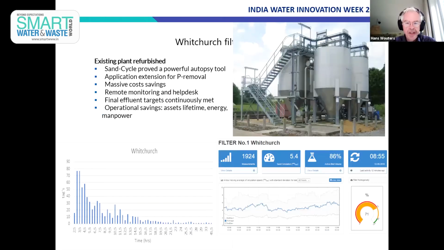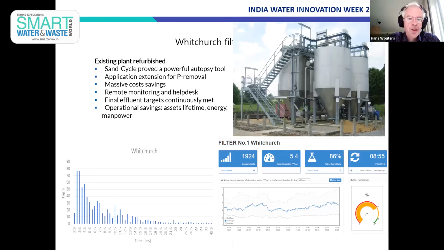This is what we applied at various sites. This is an example of a site in the UK where we used the tool as an autopsy tool to find out how the system is running and, if it was not running properly, how we could remedy that. It is very powerful to use this as a tool to take the proper actions.